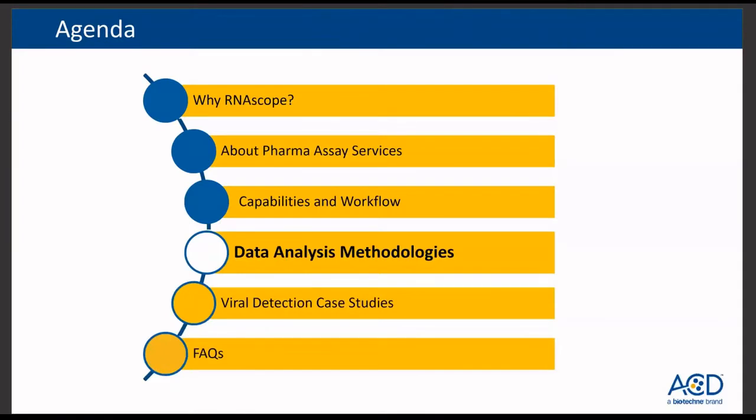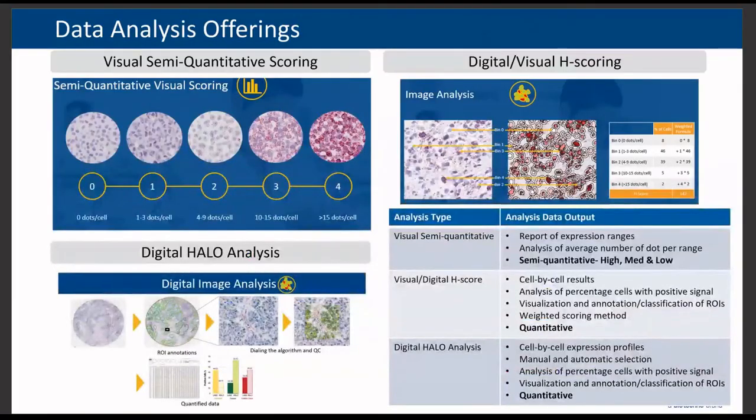Okay, with that being said, we can go into data analyses methodologies. This is pretty much how we analyze our data, and we go a little bit more in depth on what I've mentioned earlier. One type, if you see the top left corner, is our visual semi-quantitative scoring, which is performed by highly trained experts. This is a rapid scoring with short turnaround time that speeds delivery of results and provides results at high, medium, and low levels.